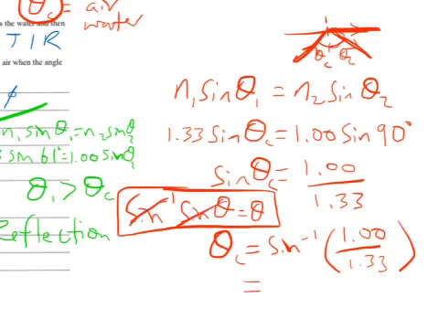And then I'm not going to calculate this, but whatever you get is definitely going to be less than 61 degrees, because we could see from the earlier calculation over here that theta 1 is greater than the critical angle. And that's that.